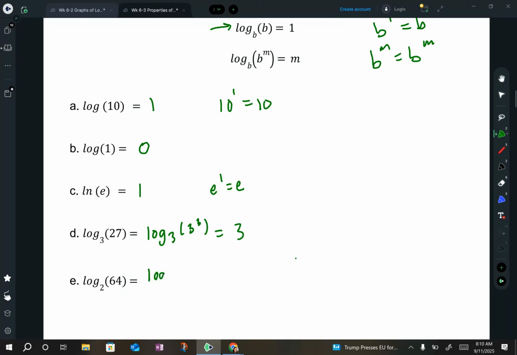And similarly, we can write this as log base 2 of 2 to the, 2, 4, 8, 16, 32, 64, 6. So that tells me it must be 6. And again, on these, if you would like to rewrite them in exponential form so you don't have to memorize these formulas, totally fine. They're just properties that we're exploring.